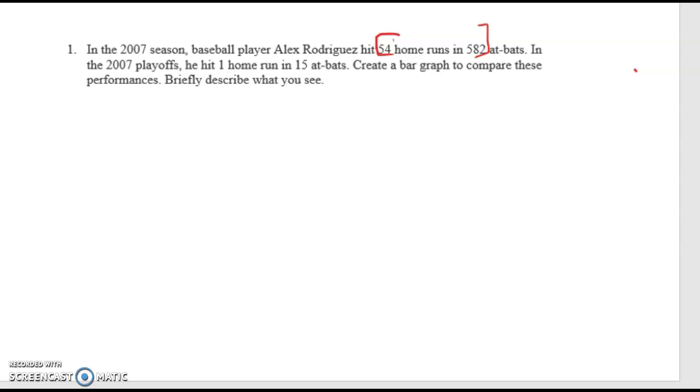It says in the 2007 playoffs, he hit 1 out of 15. So in one performance, he had 1 out of 15. And it wants us to create a bar graph to compare the performances. So anytime that you create a bar graph, you always want percentages on the left-hand side. Okay, but before I do that, I'm going to calculate what those percentages are.